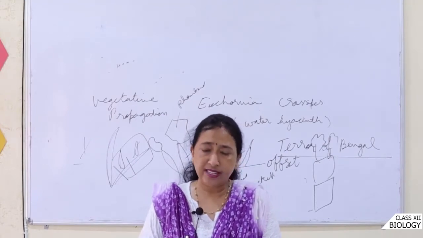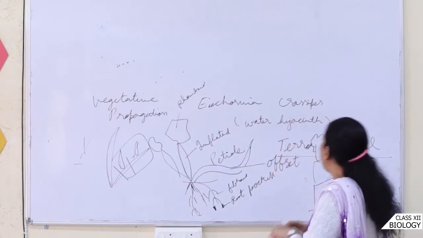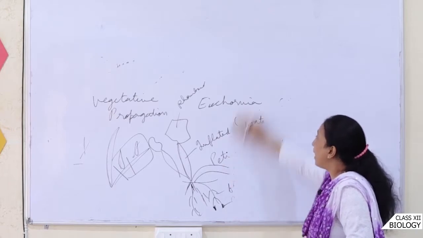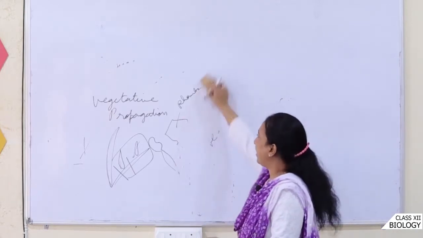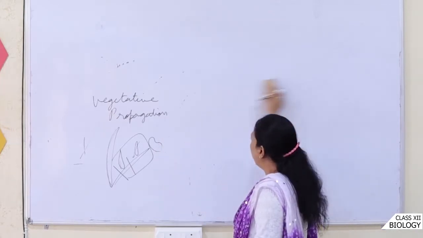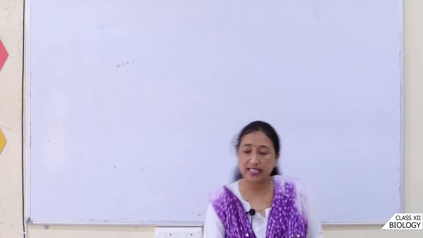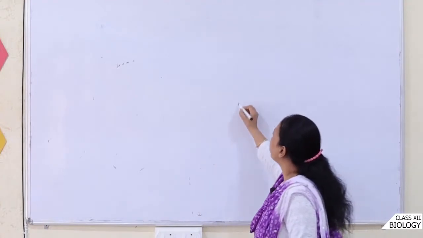Now, every plant has a different life cycle. Some plants are biennial plants, that is they grow in one season, and flower and fruit in the other season. So, these are known as the biennial plants.